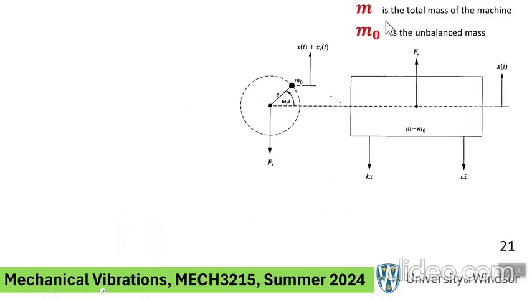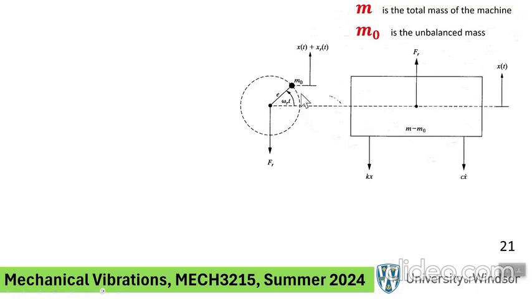Here's the situation. M naught is the unbalanced mass. In other words, that's the rotating component. And M is the mass of the machine. The mass of the machine, of course, is m plus m naught. I understand that. But the mass of this block is going to be m, the machine, minus the rotating component. This is the mass of the block.